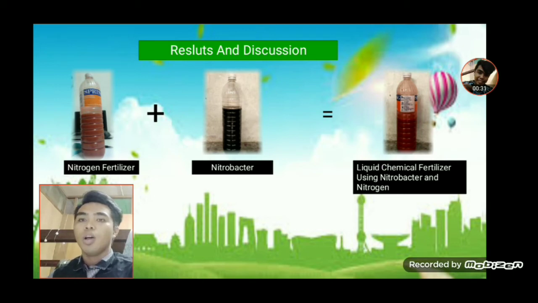After that, we go to the Nitrobacter. The Nitrobacter contains chicken fertilizer, sugar, urea, and water. We leave this for a week as well, and after one week, we mix it with a formula, and it becomes liquid chemical fertilizer using Nitrobacter and nitrogen.